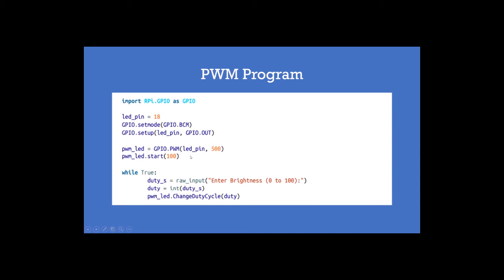This function takes two arguments. The first argument is the pin number on which you want to generate the pulse width modulation signal. In our case we have connected the LED at pin number 18, so we are supplying the LED pin as the pin on which we want to generate the pulse width modulated signal. The second argument is the frequency of the pulse width modulated waveform. Here we want to generate a 500 Hz waveform. That is the setup. So this is just a setup.